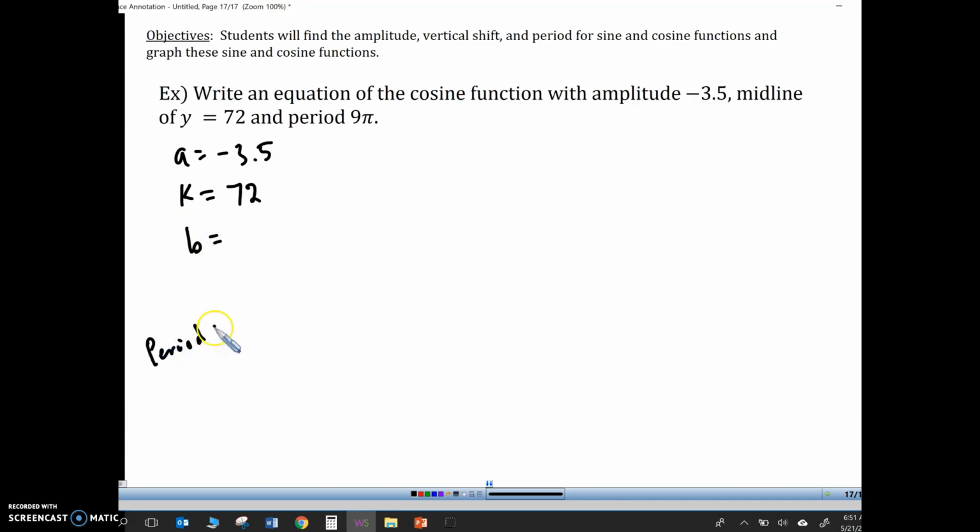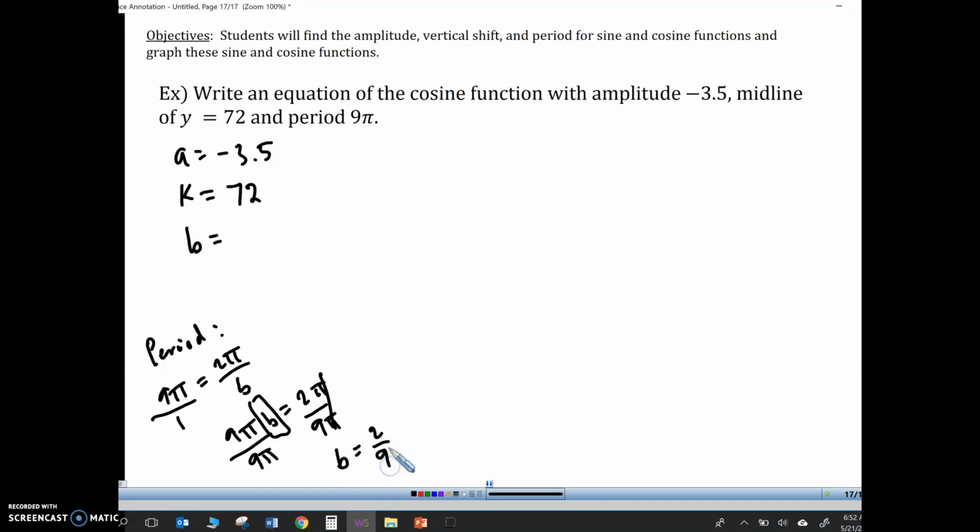Okay, so if period is 9 pi, I know that that is equal to 2 pi over b. So I'll cross multiply, which gives us 9 pi times b is equal to 2 pi. So again, I want to isolate b, so I divide by everything I don't want, 9 pi, and we get b, so pi's cancel, we get b is equal to 2/9. Okay, so b is 2/9.